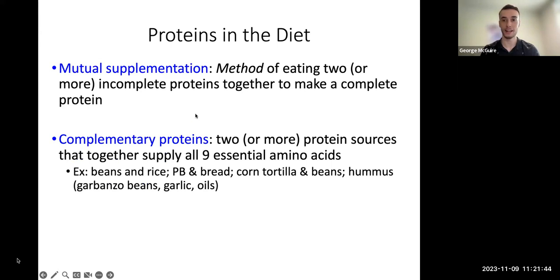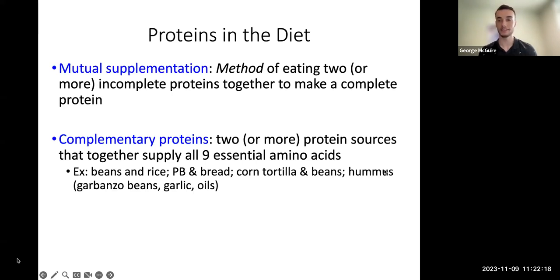And so proteins that commonly work well together to achieve this goal, proteins that can produce mutual supplementation, are known as complementary proteins. So again, these are common pairings or groups of protein sources that will give you all 9 essential amino acids when you eat them together. And there are lots of common examples of this. So beans and rice are examples of complementary proteins. Eating these 2 sources together will give all 9 essential amino acids. Peanut butter and bread, corn tortillas and beans.